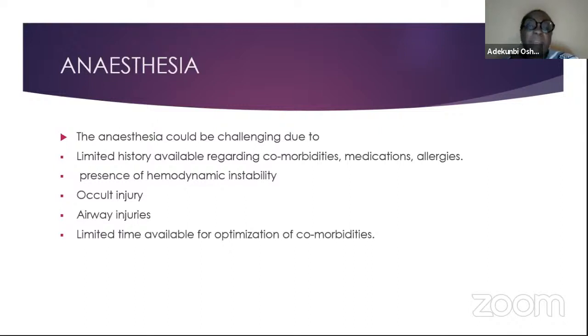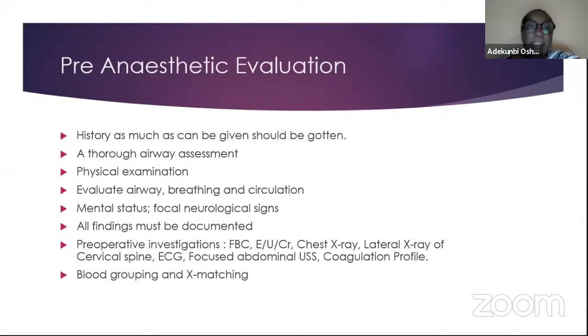Airway injuries make being able to maintain the airway, even intubation, difficult in them. There is limited time for optimization of comorbidities, that's even if they have been picked up or known in patients that can give history appropriately. Now, anesthetic evaluation of this patient starts from our history as much as can be gotten from them, and a thorough airway assessment, because they are what we call potential difficult intubation.